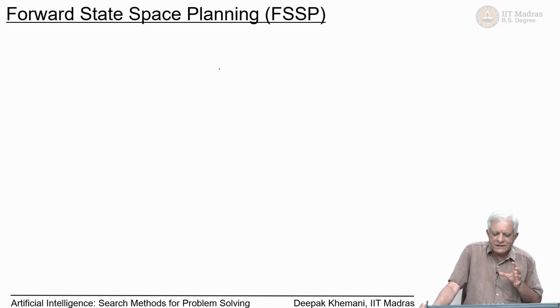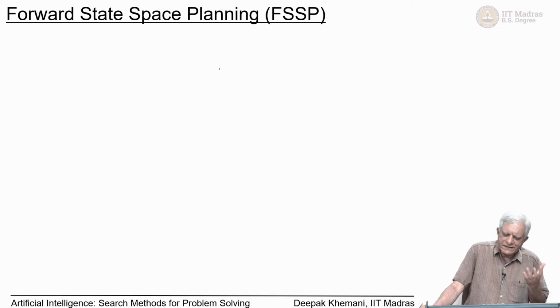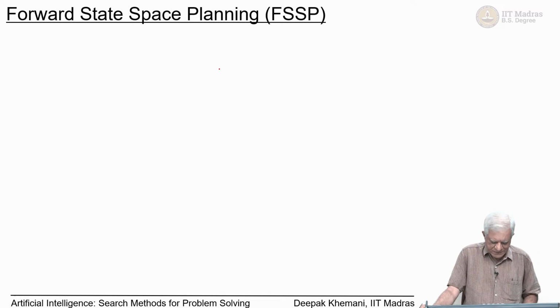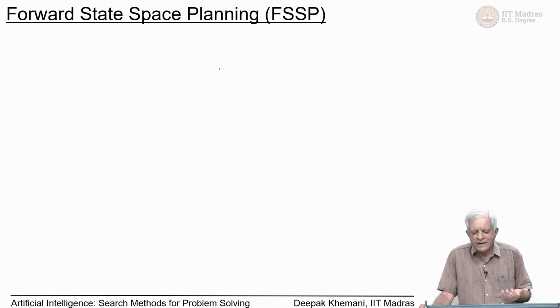So, given a planning domain, let us see how forward state space planning works, and this kind of corresponds to the kind of search that we started with. We said that you start with the start state and head towards a goal state.